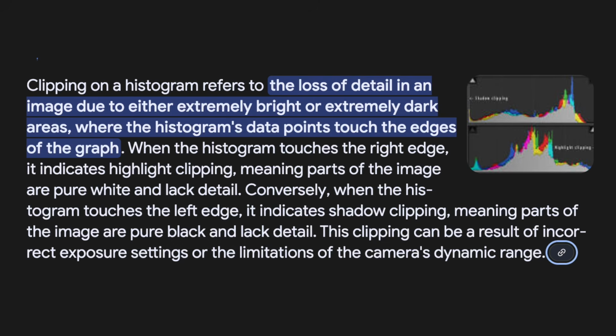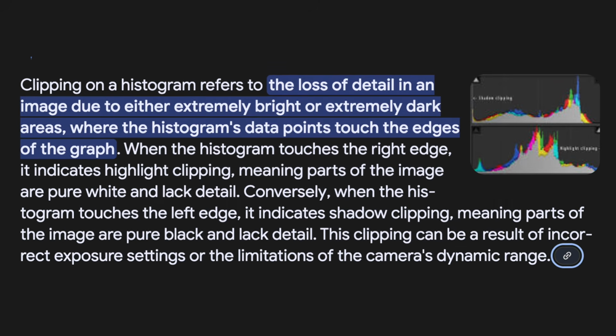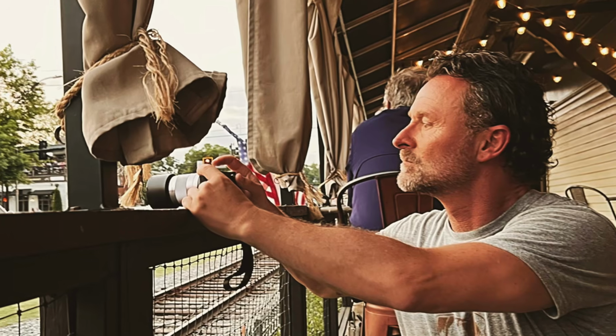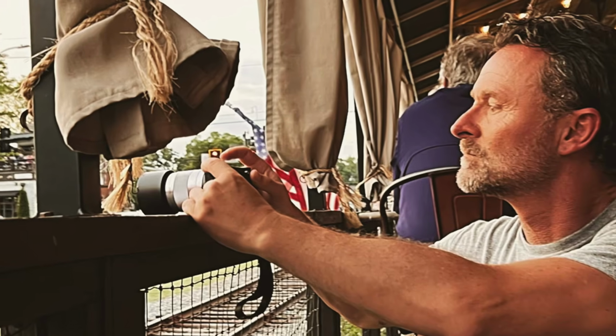And if those bars are pressed hard against the left or the right edge, you're also going to lose a lot of detail. That's called clipping. And once that happens, it'll be very difficult to bring that data back. It makes a world of difference to nail it when you're taking the photo as opposed to trying to fix it in post or after the fact.